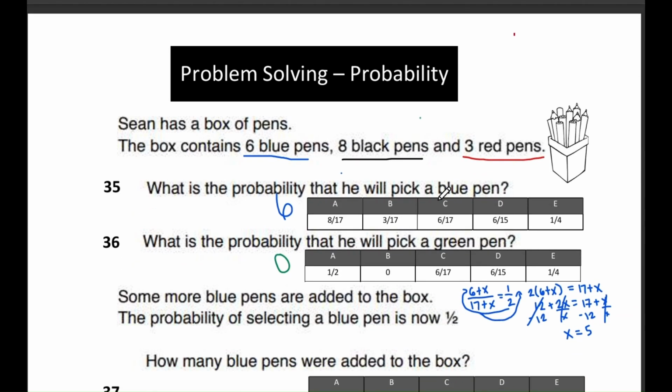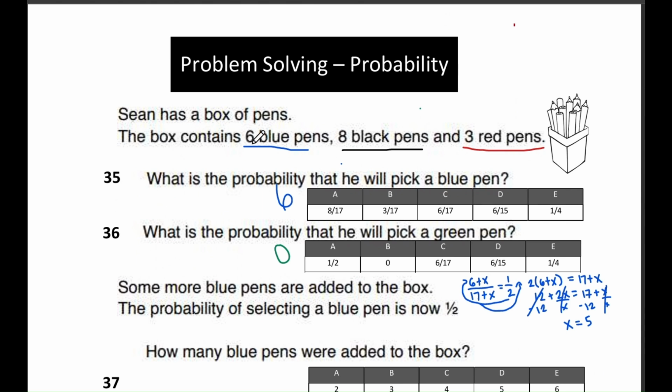Finally, question 35 says, Sean has a box with 6 blue pens, 8 black pens, and 3 red pens, for a total of 17 pens. What is the probability that he will pick a blue pen? The options are A is 8 over 17, B is 3 over 17, C is 6 over 17, D is 6 over 15, and E is 1/4. The correct answer is option C, 6 over 17.